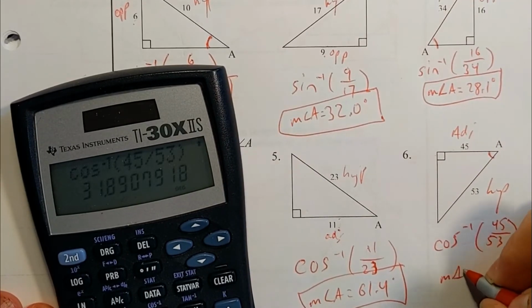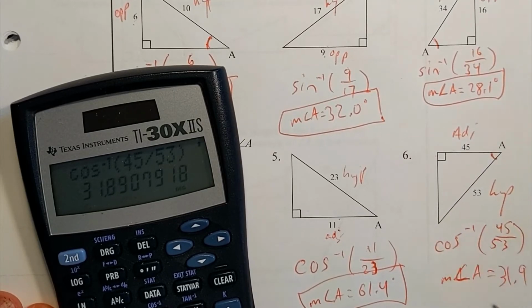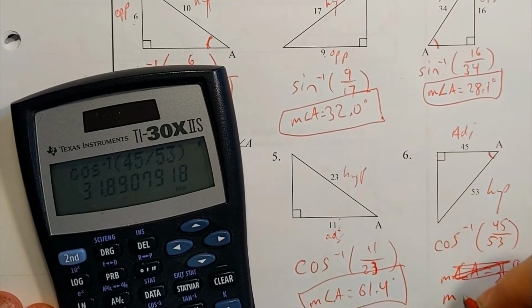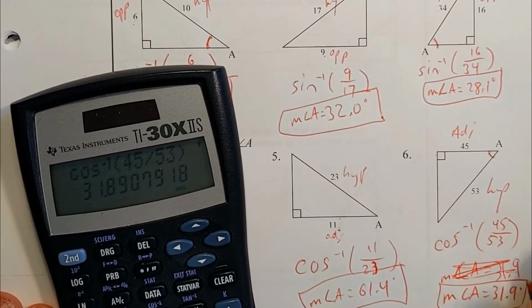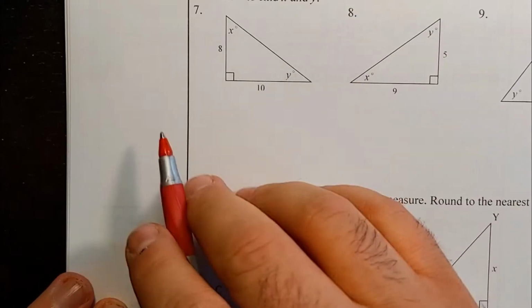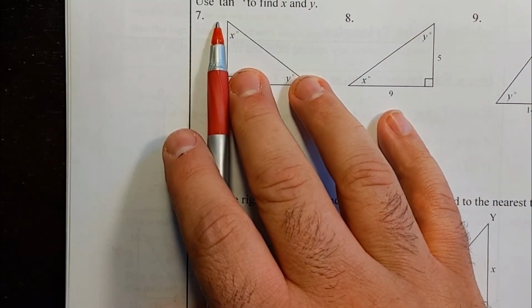So the measure of angle A is 31.9 degrees. On the back side, there's also one for tangent. So sine, cosine, and tangent can all be done this way.